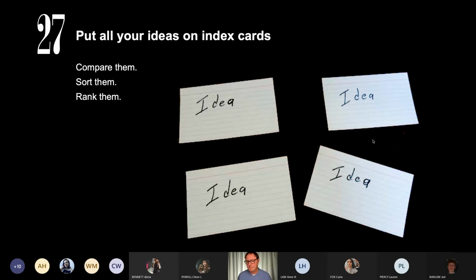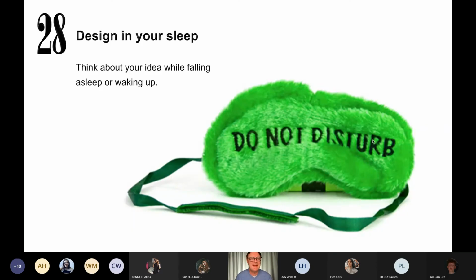Tip number 28. I wonder how many of you have ever managed to master this technique: designing in your sleep. Think about your idea while falling asleep or waking up. It's really strange, but I've often dreamt about a project and come up with a solution in my sleep.